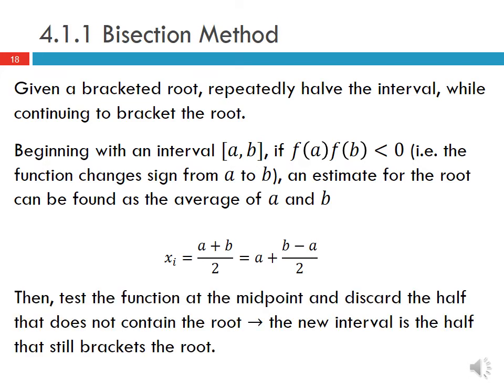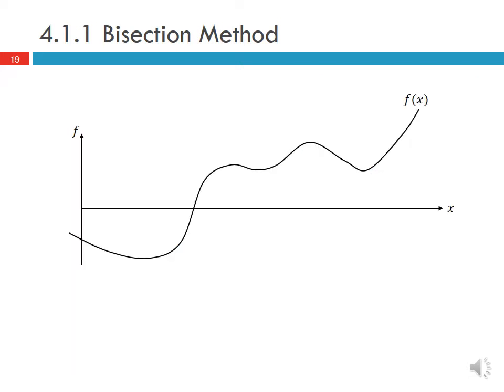And then we want to test the function at this midpoint, so at x_i, we want to find f(x_i), and then do this test again with our midpoint to figure out which half the root is in, and discard the half that does not contain the root, and make our new interval the half that still brackets the root. So we can see this with an illustration here.